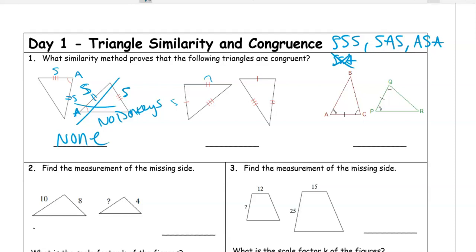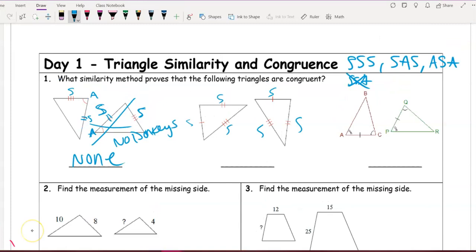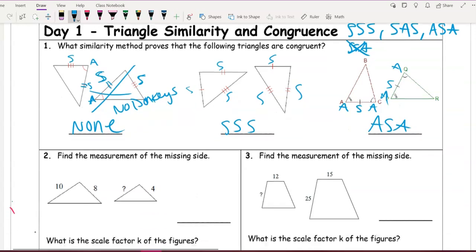Looking at number 2, we have side, side, side, and side, side, side. Oh, I said angle, it's not an angle. So for this one, they have side, side, side, and all the sides are the same. So these are matching. And for this last one, we have angle, side, angle, and angle, side, angle. Those match. So angle, side, angle is similar.